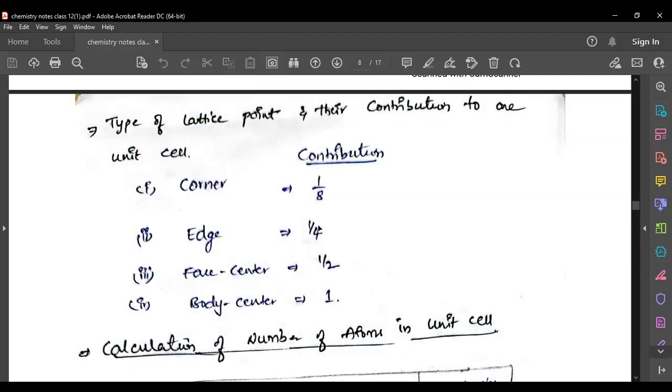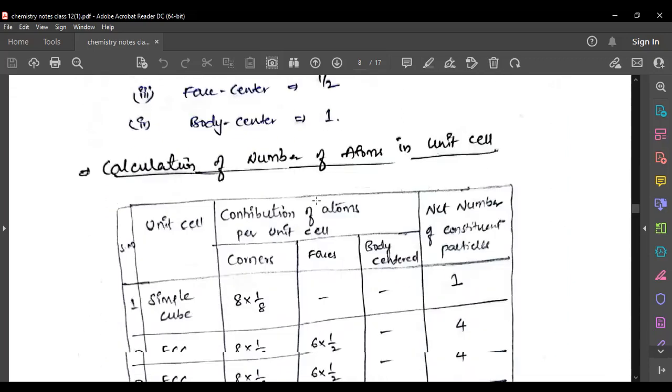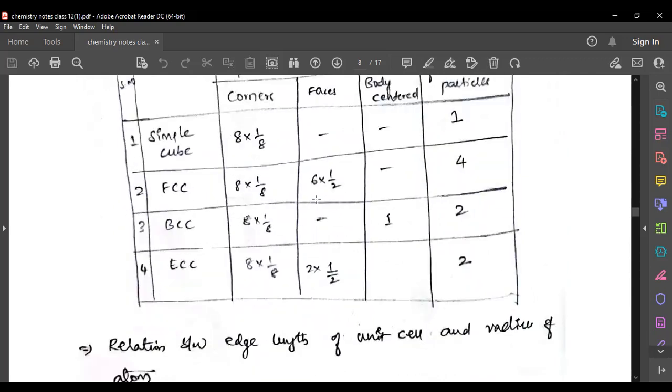Then if you take the FCC, what is the Z value? Z value is equal to 1 in the case of simple cubic unit cell. Then what about the FCC? In total we have 8 atoms at the 8 corners. And each atom at the corner contributes only 1/8 portion. So 8 into 1/8 is equal to 1. So 1 net atom we get from the corners.